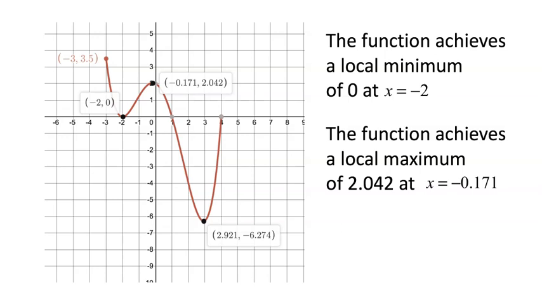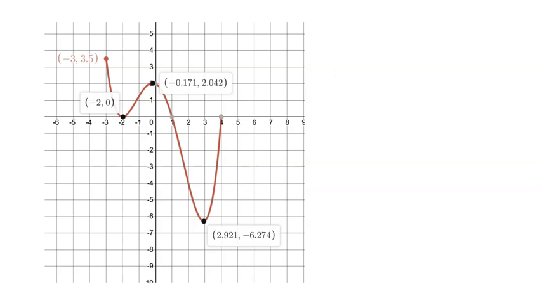Now, what else can we talk about? Looking at this, what's happening first? Between -3 and -2, what is the roller coaster doing? It is descending. So the function is decreasing on the interval from -3 to -2. Is it decreasing somewhere else as well? Well, yes, it's also decreasing here, from x is -0.171 to x is 2.921. So we have two different intervals where the roller coaster is descending from left to right.